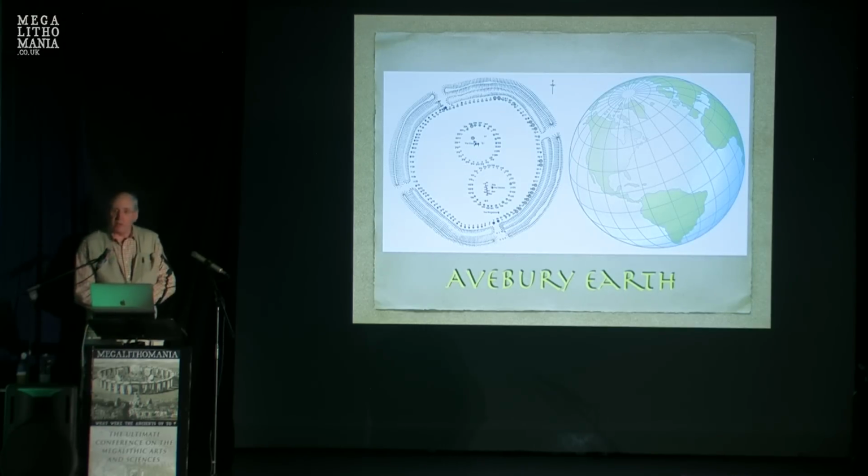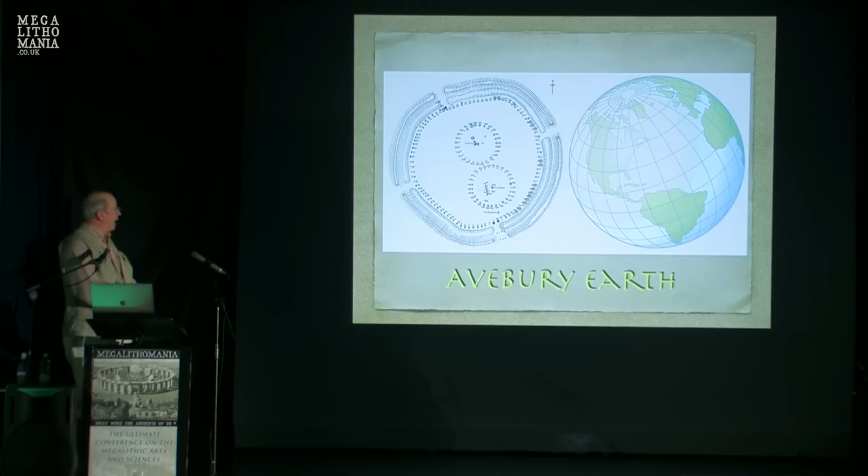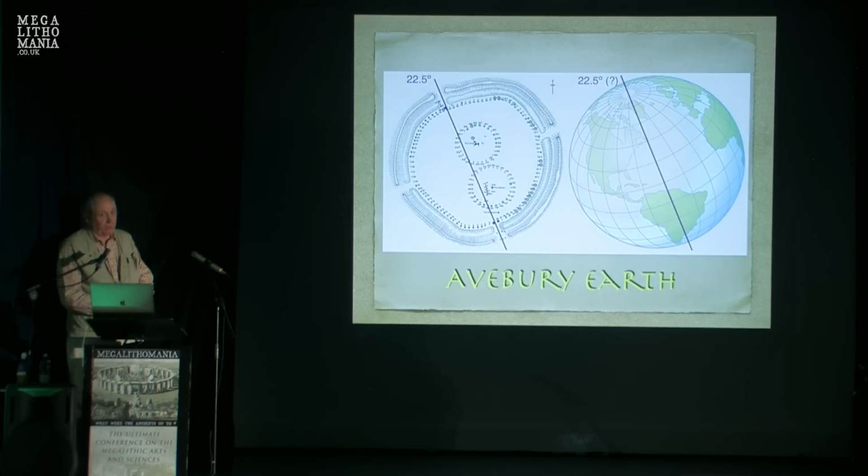It's an image of the Earth drawn on the plains of Wiltshire. And of course it has an axis. And that axis is at 22.5 degrees from due north. And the Earth could be as well. We'll look at this in a minute. And it has an equator.